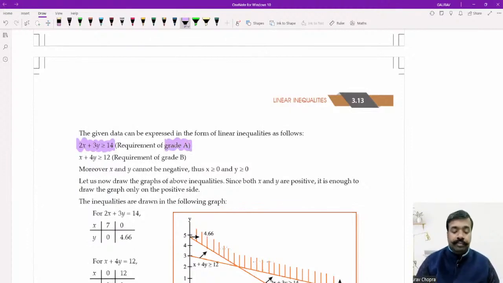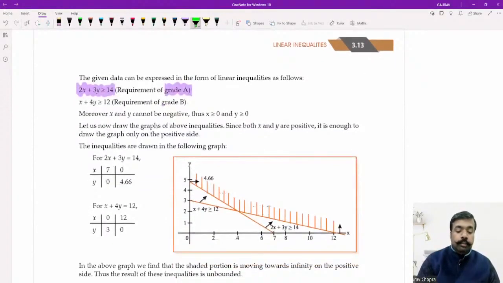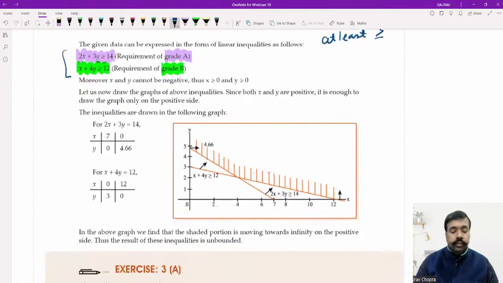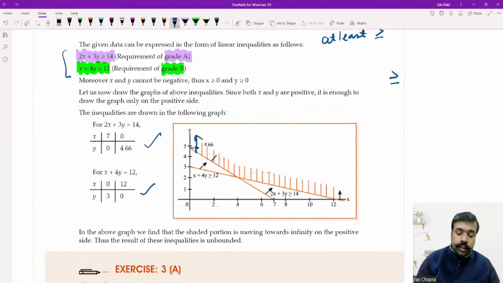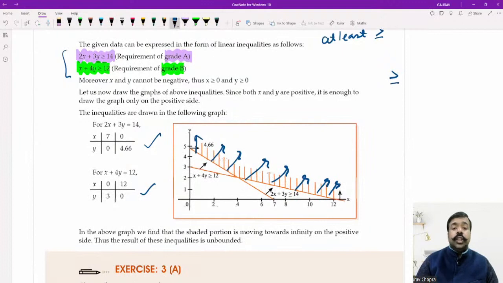This is for grade A on both the machines. Similarly, for grade B on both the machines, the equation will be x plus 4y should be greater than equal to 12. So just remember, whenever it is at least, use the greater than equal to sign. Now, after forming these two equations, we can prepare the table and then mark the area. Since both of them have the greater than sign, the region will be away from the origin. And since it is away from origin, the region will be the total outside part. This will be the shaded region.